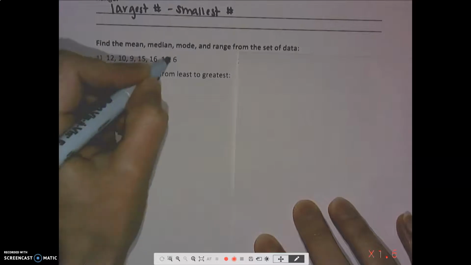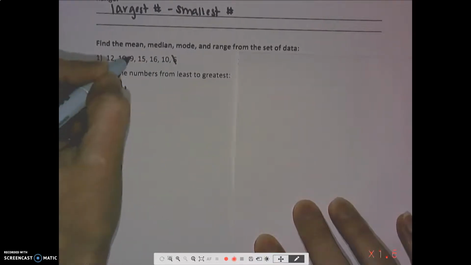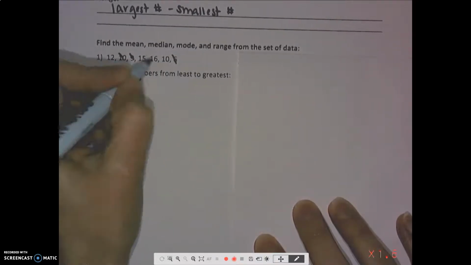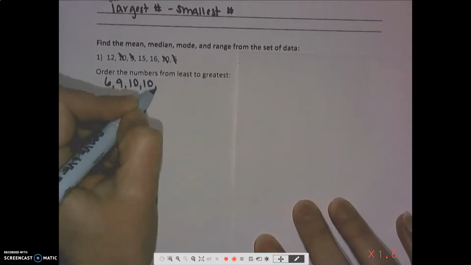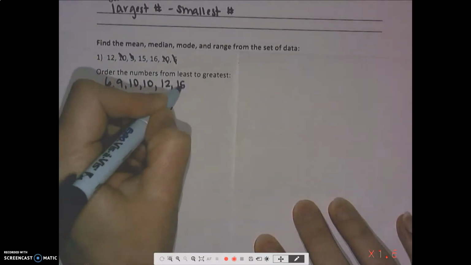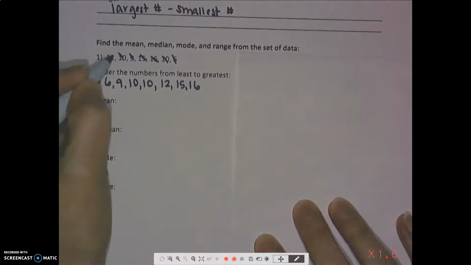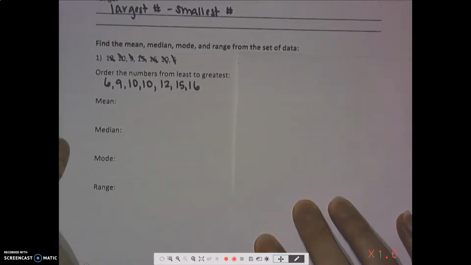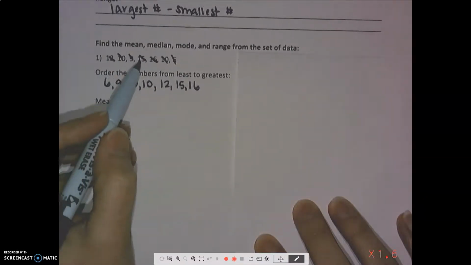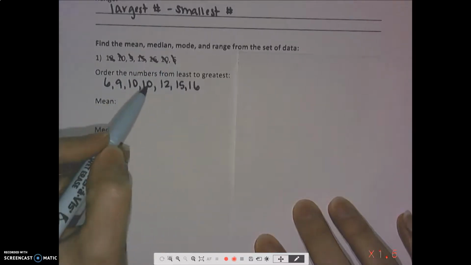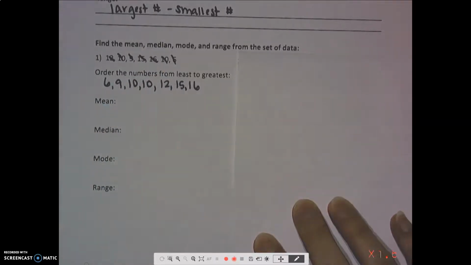So we have 6, 9, 10 is 2 times there, 12, 15, and 16. And so I like to cross them off so I make sure I don't forget any of them. So 1, 2, 3, 4, 5, 6, 7 numbers. All right, so we're good there.